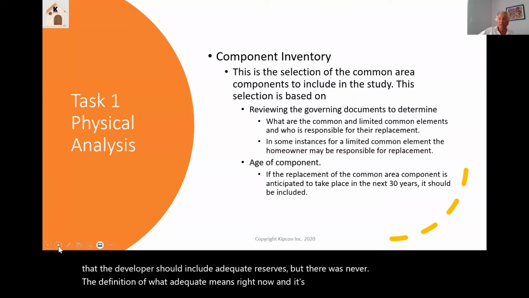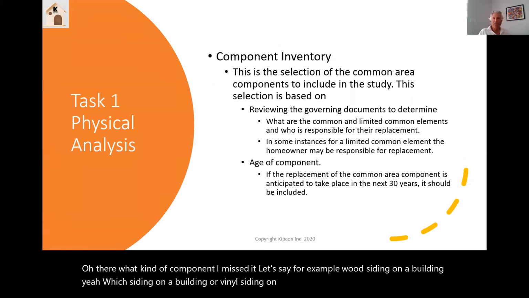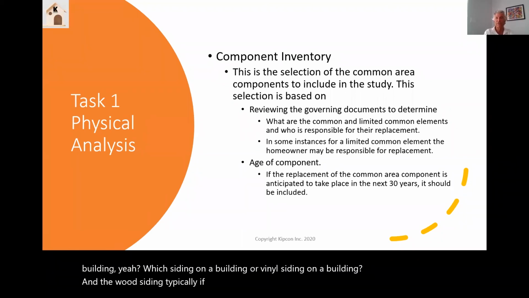Excuse me, there was a question: what type of components would last more than 30 years? Well, let's say, for example, wood siding on a building. You have wood siding on a building or vinyl siding on a building. And the wood siding, typically, if it's maintained properly, which I'll touch on in a few minutes, will have a useful life of more than 30 years.